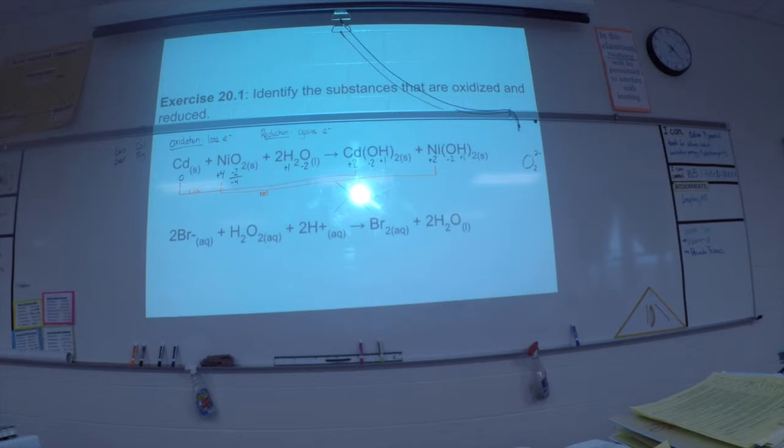Oh yeah, because this one. Oh, so if it's getting the highest number, then it's negative. Is Br 0 or is it negative 1? So in the original, bromine, but 2 bromide minus is an ion, because it's charged. So it would be -1, the total would be -2.